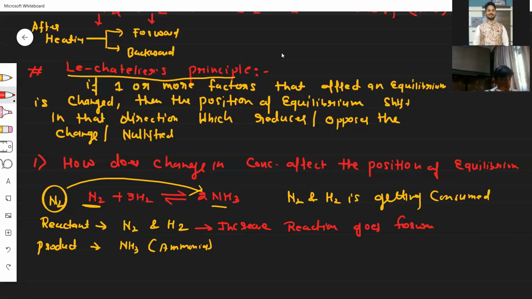Now if I decrease, logically, if I decrease the nitrogen gas, the amount of nitrogen will be less. So the reaction should get back the nitrogen which I have lost. It will get it from the ammonia only. Ammonia will undergo dissociation and the lost nitrogen will get recovered. So when you increase the reactant concentration, it goes forward. When you decrease the reactant concentration, it goes backward. I hope you got it.